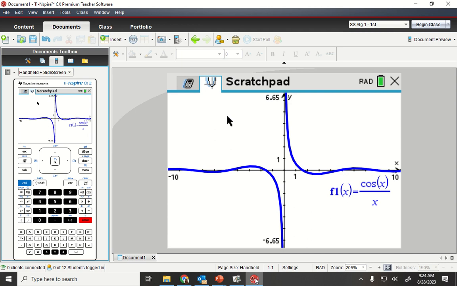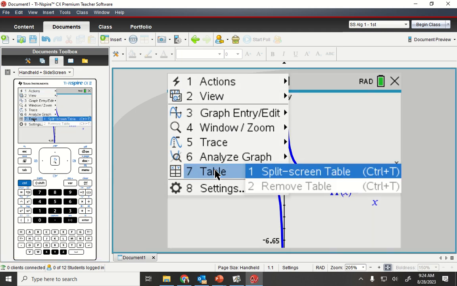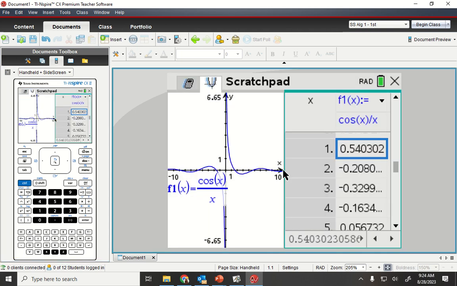Wait, can you show that? Look, it's wrapping, it's going here, right? Is it wrapping around the x-axis? Yeah. As it goes to the right, it's wrapping around the x-axis. Menu, table, split screen. Okay, so let's keep looking.